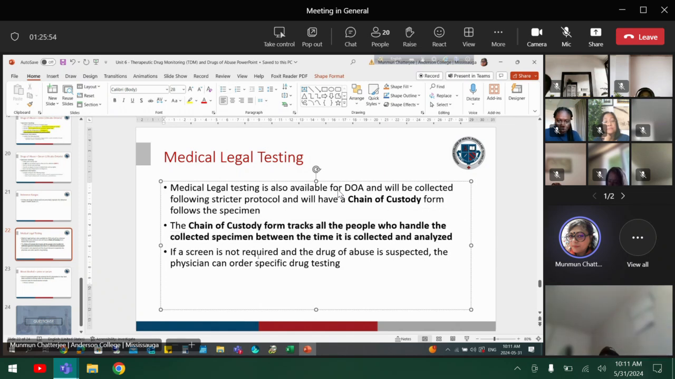If a screen is not required and drug of abuse is suspected, the physician can order specific drug testing later.